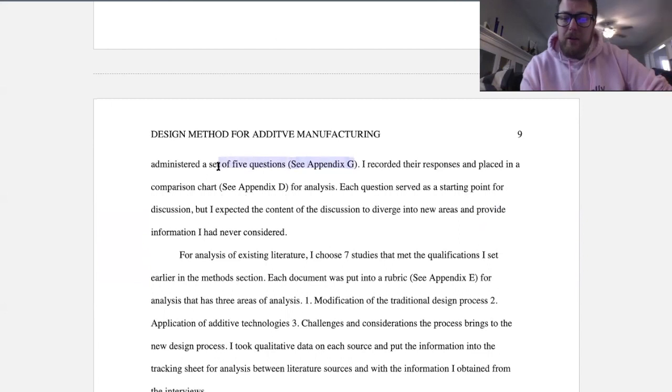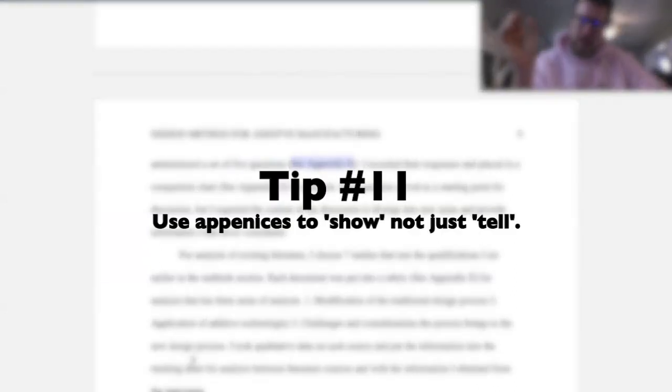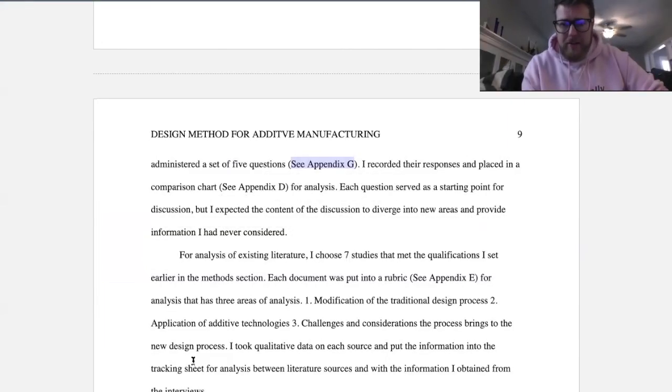So one thing worth noting is that you don't have to describe everything in detail in terms of what you asked, how you asked it, et cetera. But one really savvy move you can do is include appendices like this. You can include lists of questions. Now, it doesn't have to be an exact screenshot of, say, your survey. In fact, you could just list the questions out in an appendix somewhere, though.